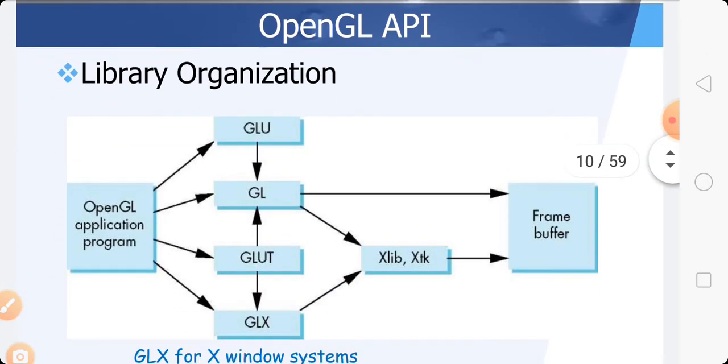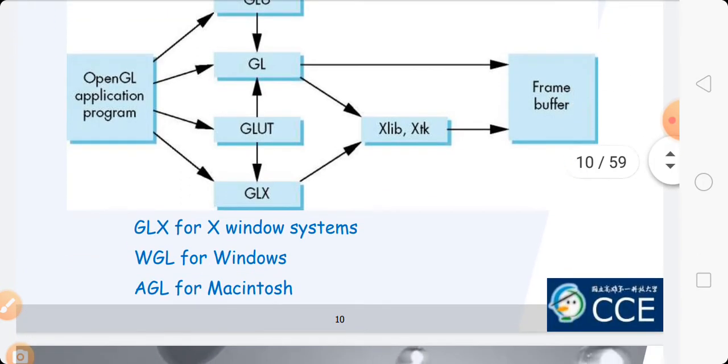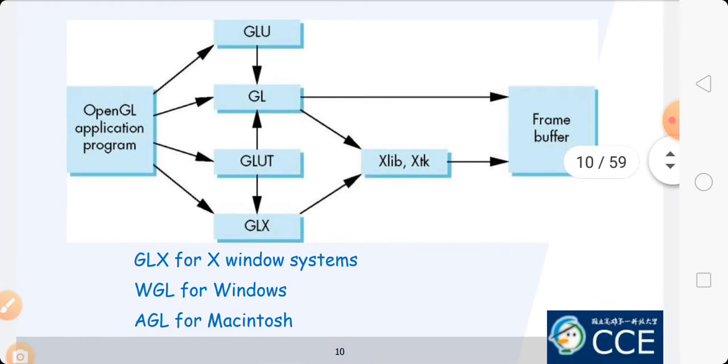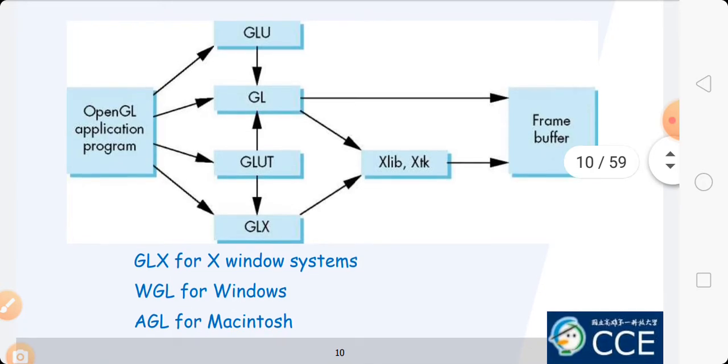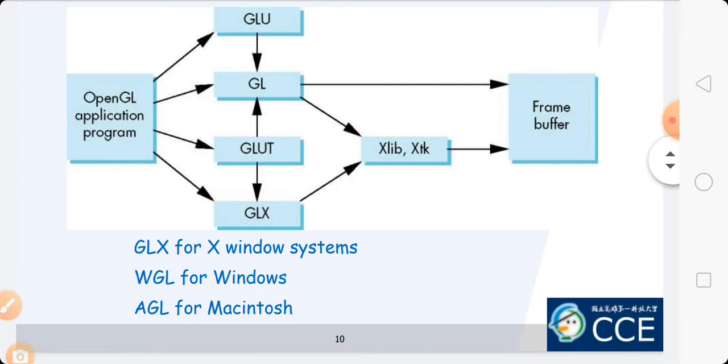Now, library organization. The OpenGL application program uses the GLU library, GL library, GLUT library, and GLX library with Xlib and Xtk, and it also provides the interface to the frame buffer. GLX is for use in the X window system, WGL for Windows, and AGL for the Mac OS operating system.